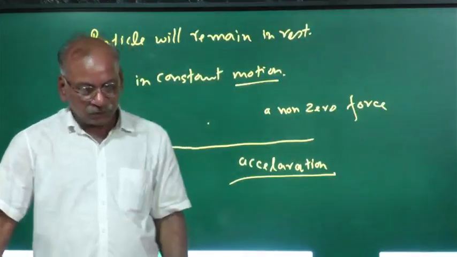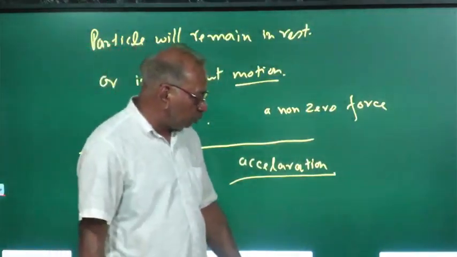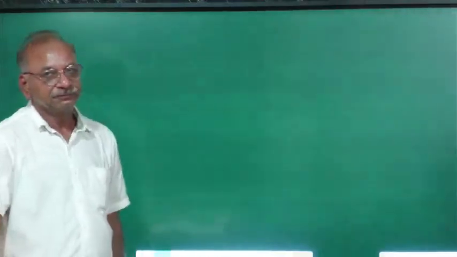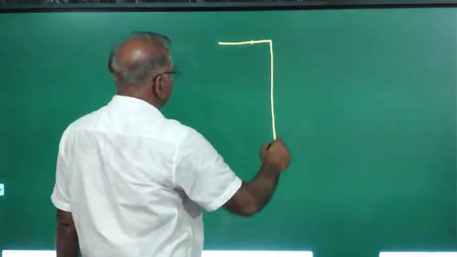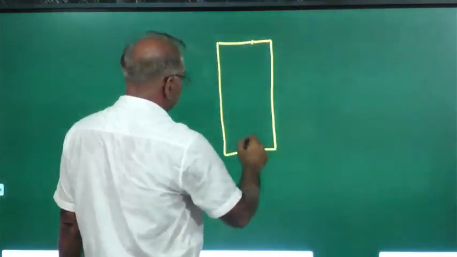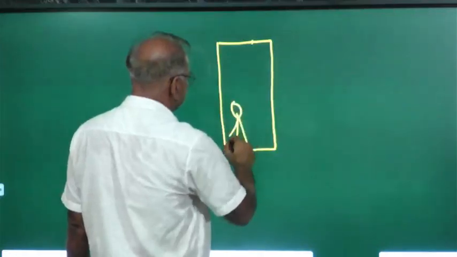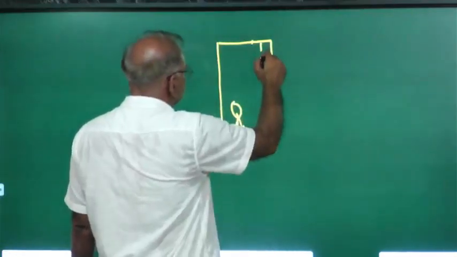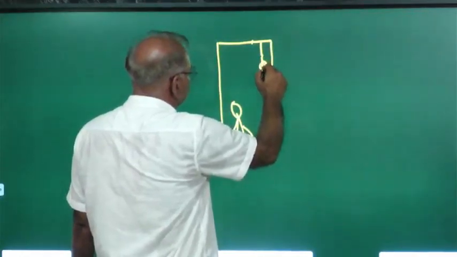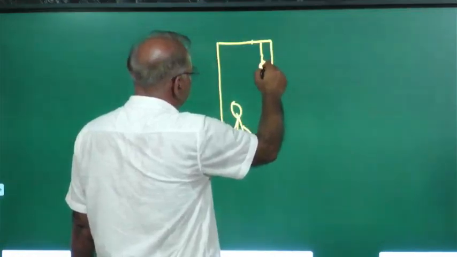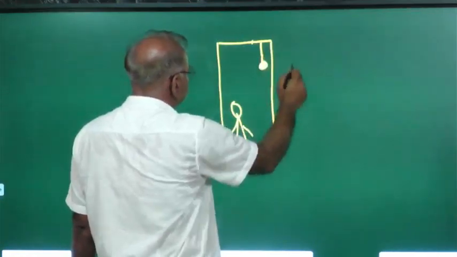One very commonly used and very useful example is given in this book, that is the falling elevator cabin, right? One elevator cabin is there, one person is standing there, and one massive object is there, held by a string.